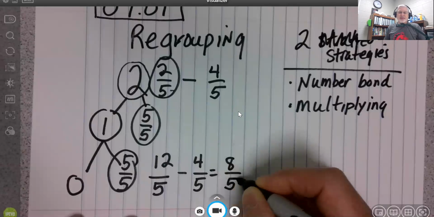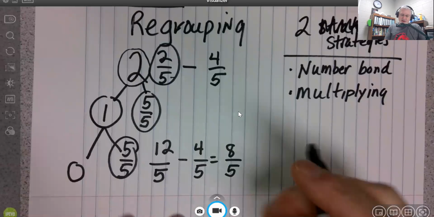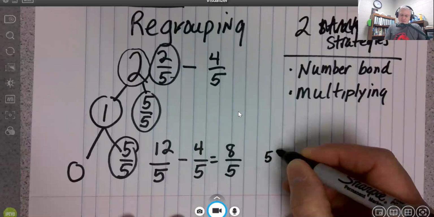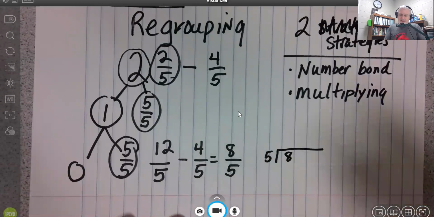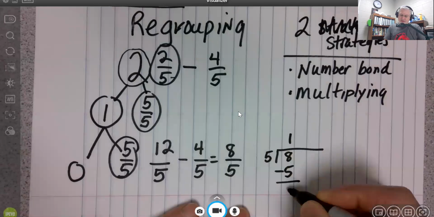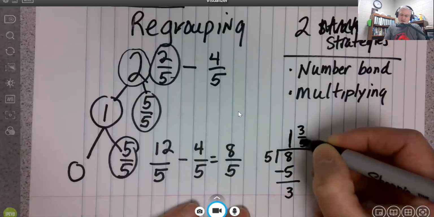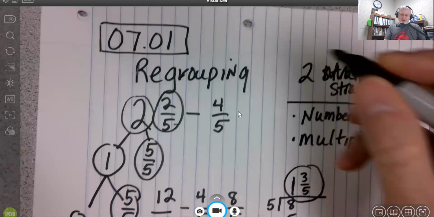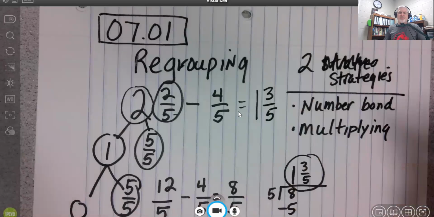And then we know that that's an improper fraction. So I can make that into a mixed number. So we're kind of reversing it, and now we're going to make it back into a mixed number. I know that 5 goes into 8 once with 3 left over, so then my answer will be 1 and 3 fifths. So that would be 1 and 3 fifths would be my answer.